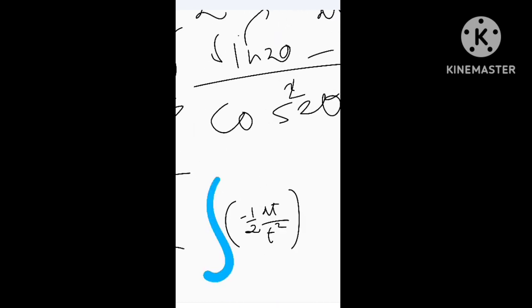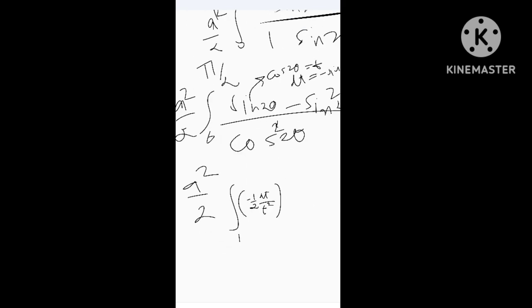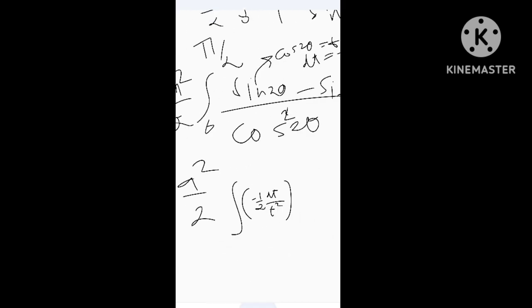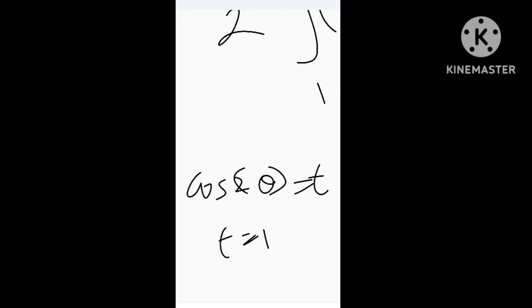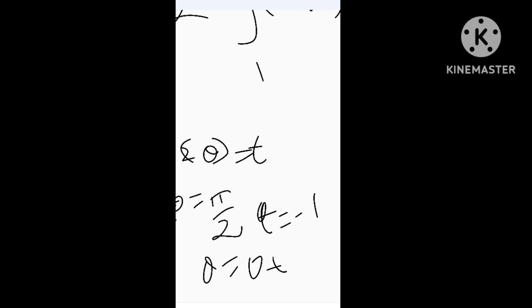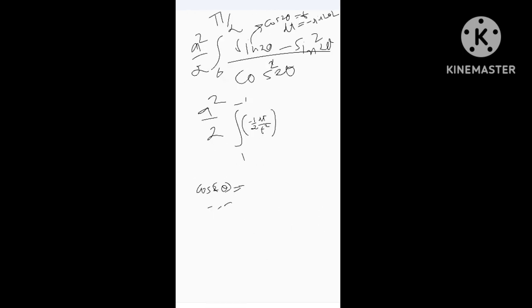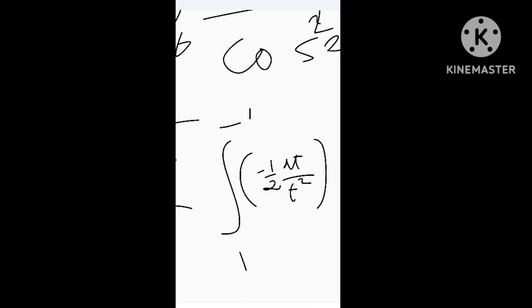I can change the limits or keep it as it is, but I think it's easier to change the limits and integrate. So cos of 0 is 1, and cos of 2 into pi over 2 is minus 1, so we change the limits from 1 to minus 1. So how did I do this? Because cos of 2 theta is t, when theta is equal to pi over 2, t is minus 1, and when theta is equal to 0, t is 1. So that's how I did it. If I want to, I can change the limits by moving this minus sign.